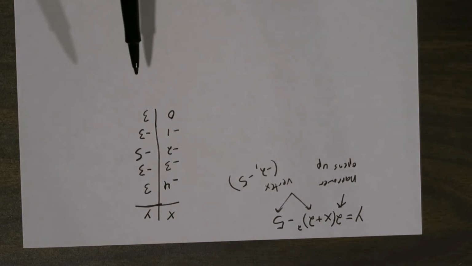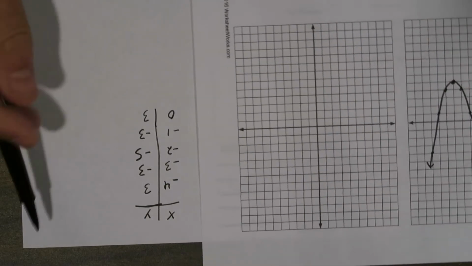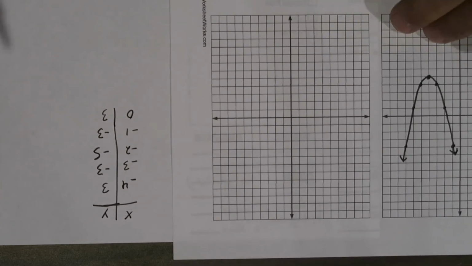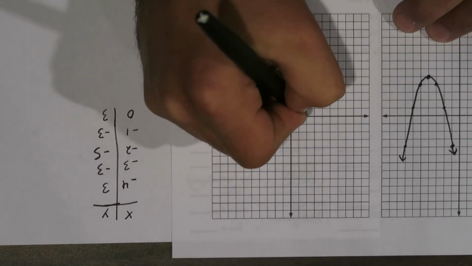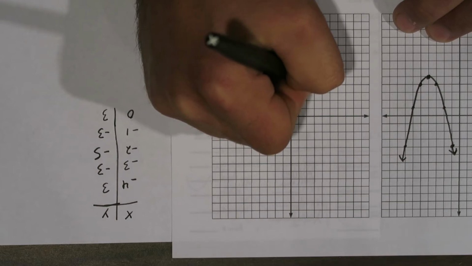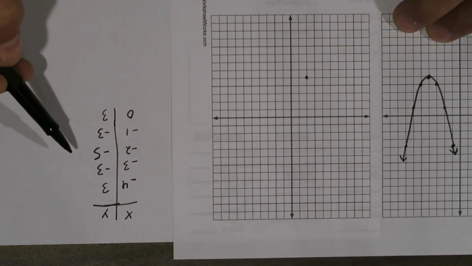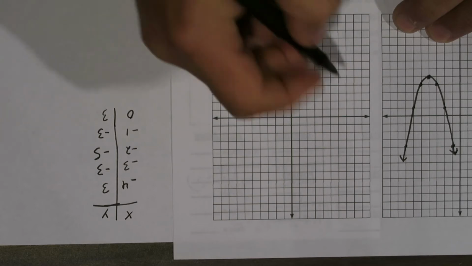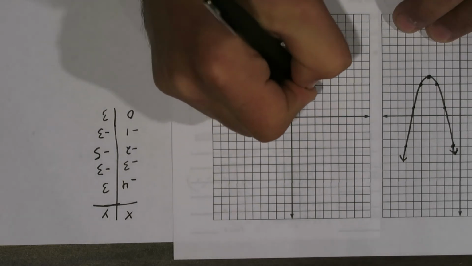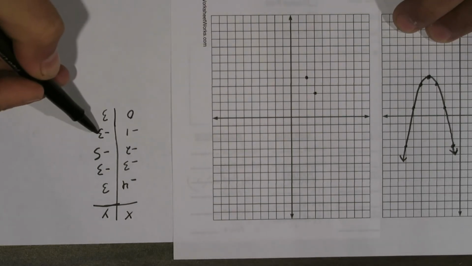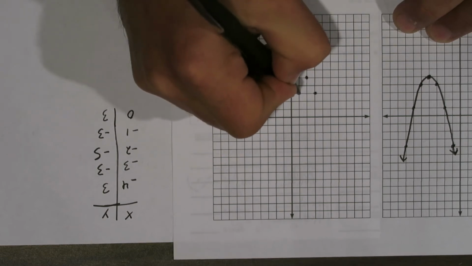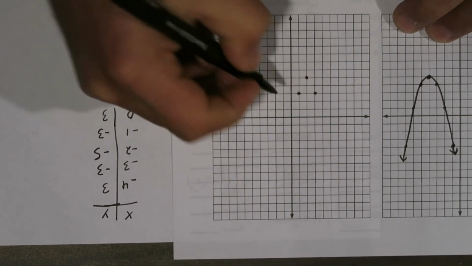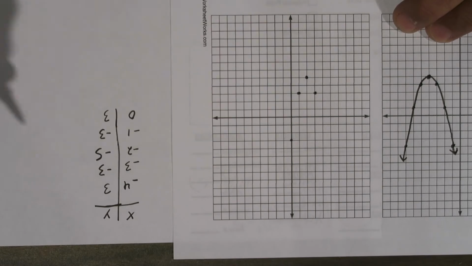All right, let's just graph these coordinates to start. So our vertex is at -2, -5. -2, -5 is right there. We know it opens up and it's narrow. So then we have -3, -3. That's right here. -1, -3. 0, 3. That's way up here.